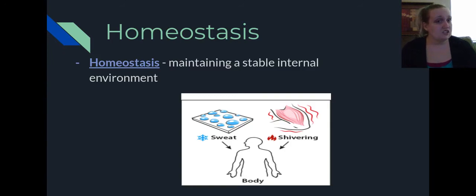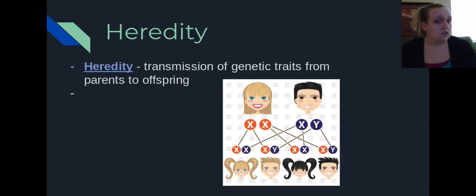The other thing is shivering. So if you are cold, you might start to shiver. Your mouth might start to chatter a little bit. And that's because your muscles are involuntarily contracting to form heat. So when your muscles work or your muscles move, they're actually creating heat. So if you get too cold, your body's going to just take care of that itself and start to shiver to help raise your body temperature. Okay, our next theme is heredity. Heredity is the transmission of genetic traits from parents to offspring.